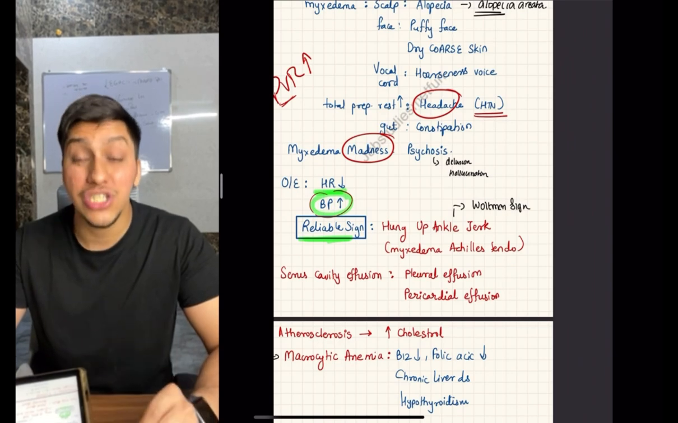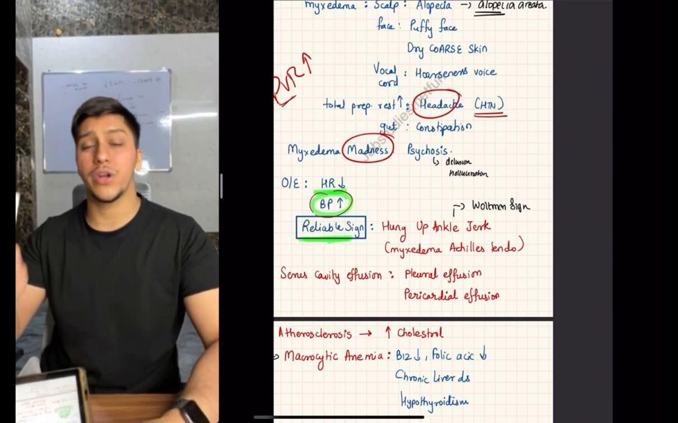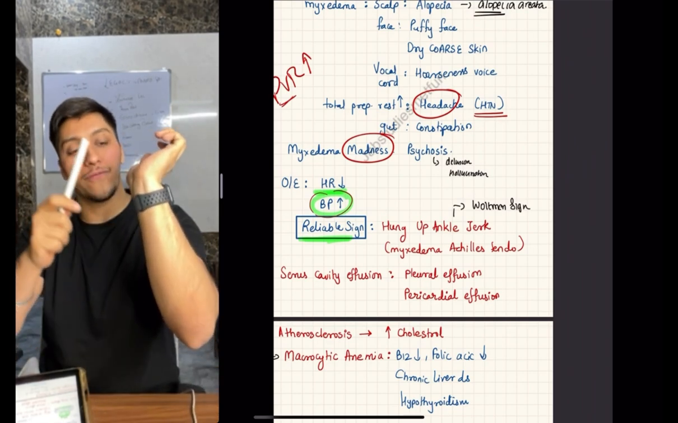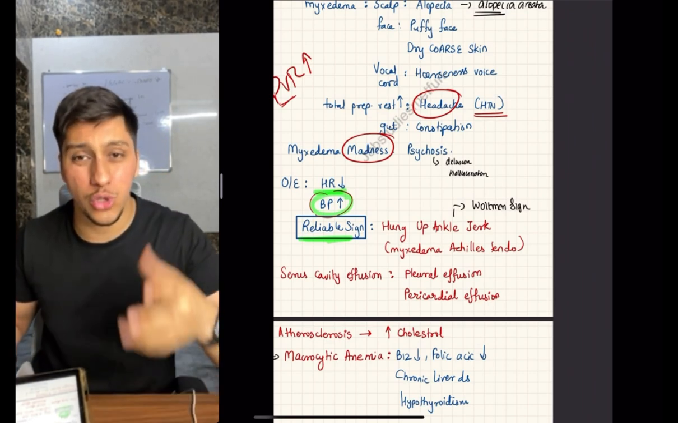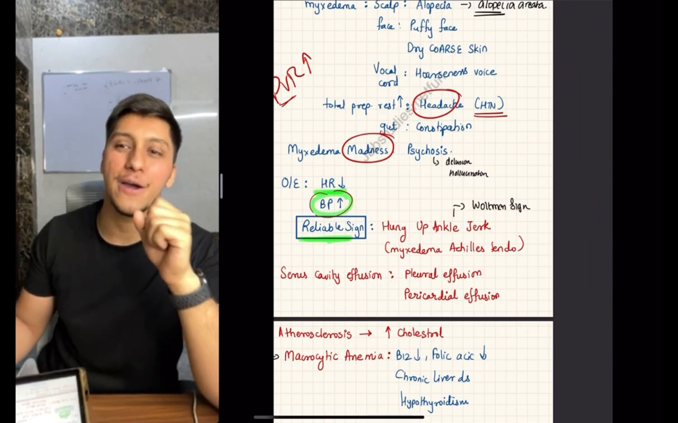And for the investigation, a reliable sign is going to be the hung up ankle test. What you are going to do is, just imagine this is the ankle down there. If you go and tap it over here, the muscle will have slow relaxation. The soleus and the gastrocnemius muscles are going to have slow relaxation. That is known as the hung up ankle sign.